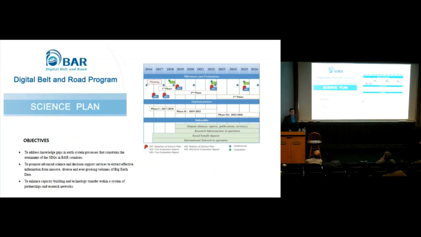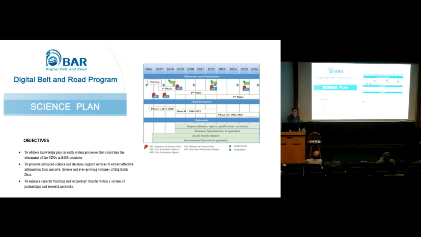There is a science plan, and the objectives of the DBAR science plan are to address knowledge gaps in Earth system processes that constrain the attainment of sustainable development in Belt and Road countries, to promote science and decision support services, to extract the useful information from a very, very large volume of Big Earth data, and to enhance capacity building and technology transfer across the different Belt and Road nations.